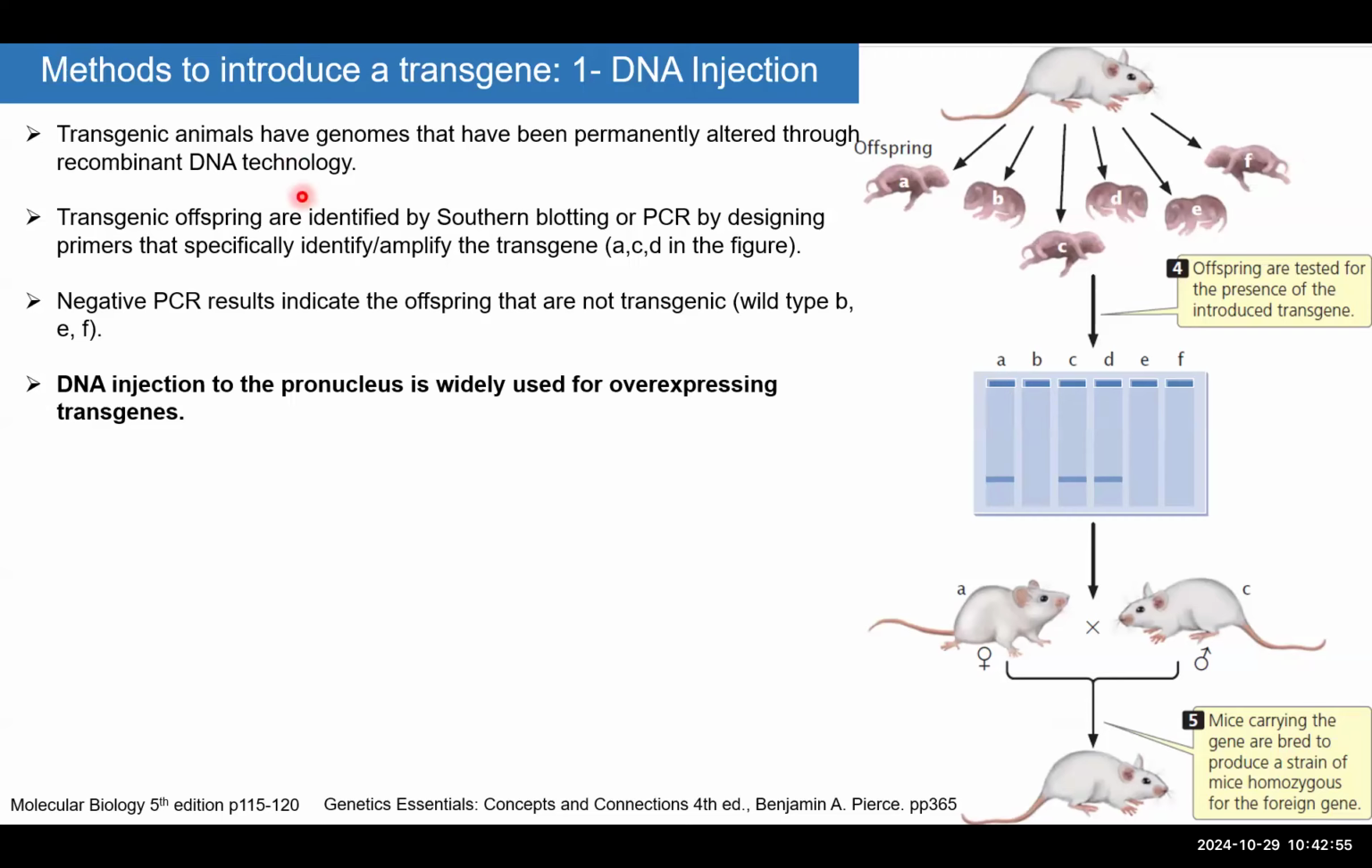So the transgenic animals have genomes that have been permanently altered through recombinant DNA technology. This is important, because if, for example, A has the transgene, as you can see in this blot, it has to be able to propagate it to any generation that comes. So whenever we mate this pup, when it becomes an adult, it should be able to transmit the gene to the next generation.